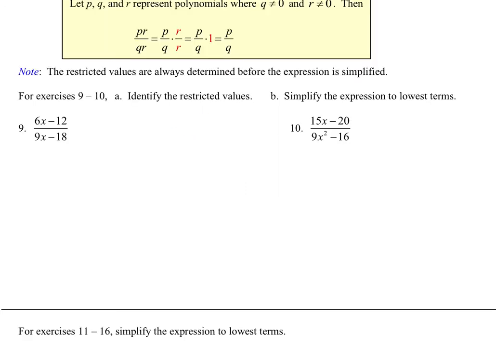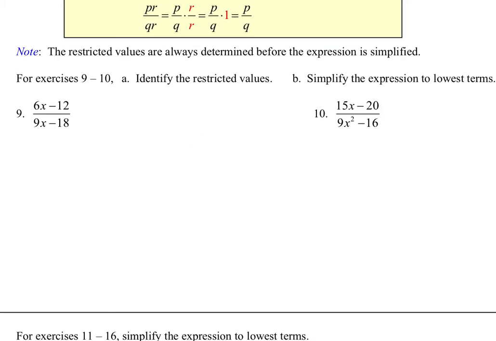On number 9 and 10, it wants us to do two things. Part A wants us to identify the restricted values, so that's what we did in the exercises right before this. And then Part B wants us to simplify the expression to its lowest terms. Okay, so let's look at number 9 first.